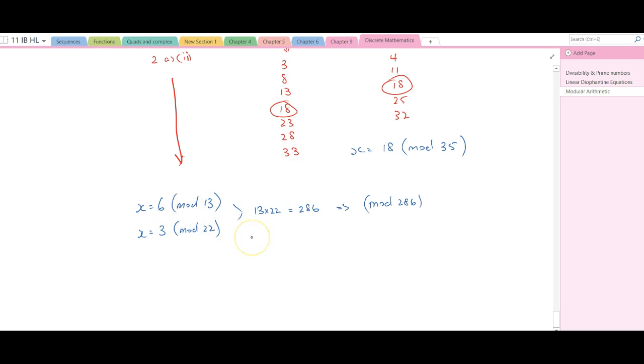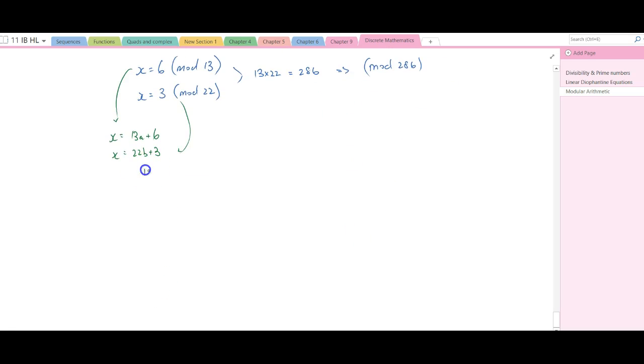my first solution is. So what I'm going to do is take these and write them as equations. So this is x is equal to 13a plus 6, and this one here is x is equal to 22b plus 3, and I'm going to solve them simultaneously. So I get from that 13a plus 6 is equal to 22b plus 3. So I get 13a minus 22b is equal to minus 3.